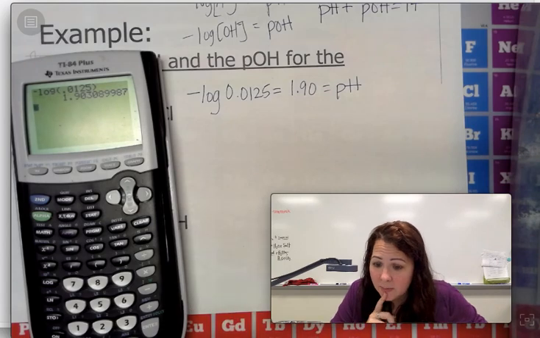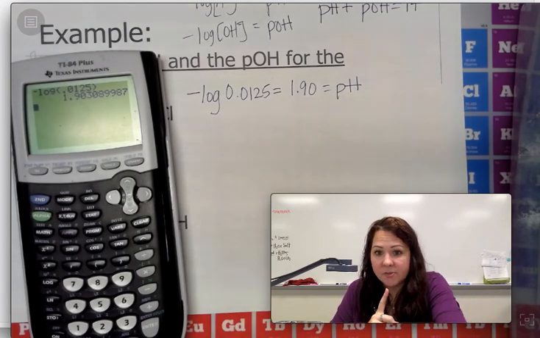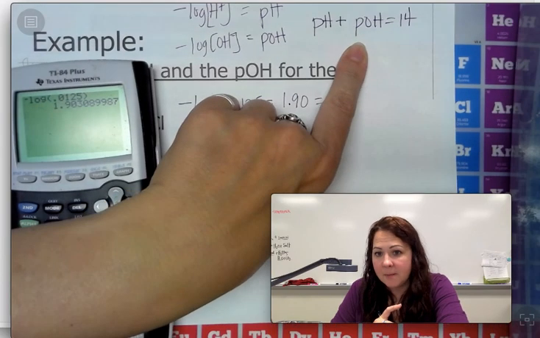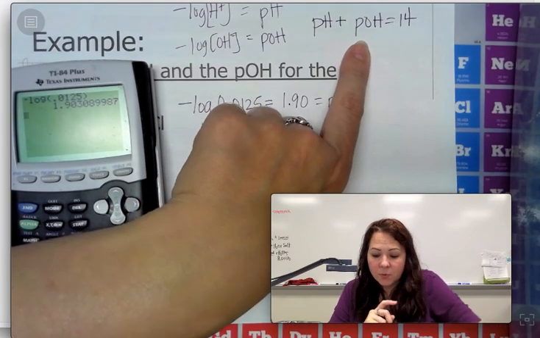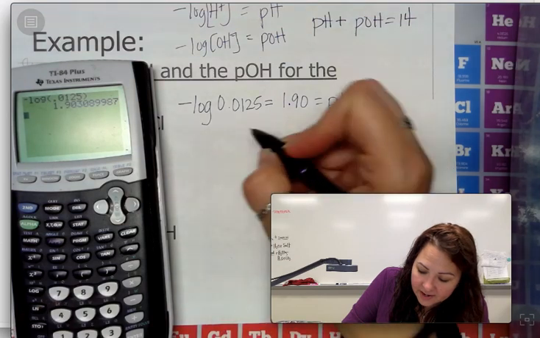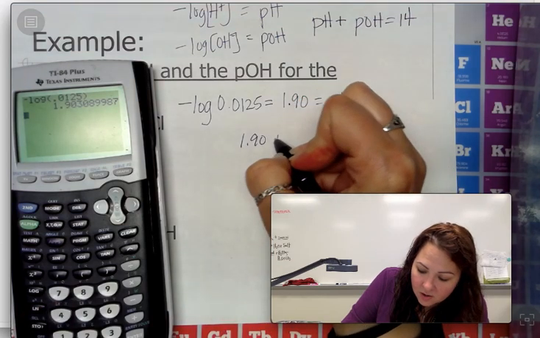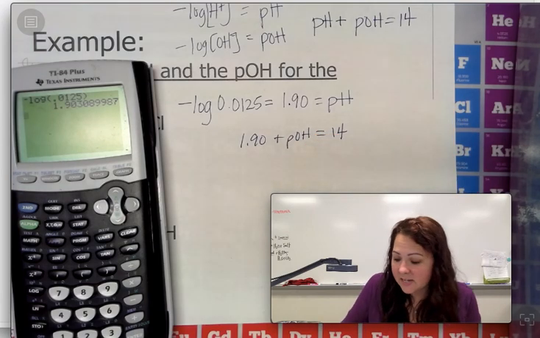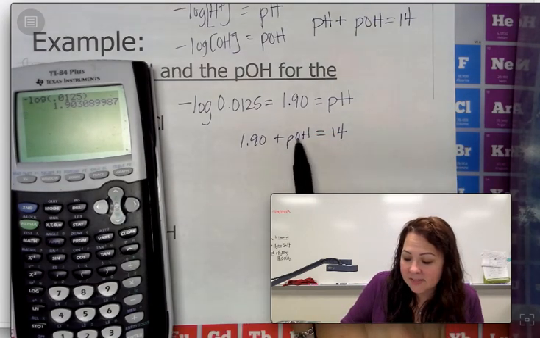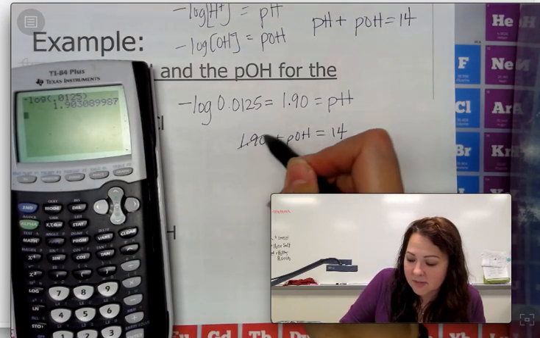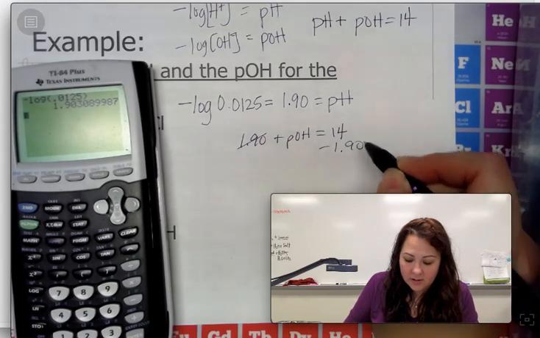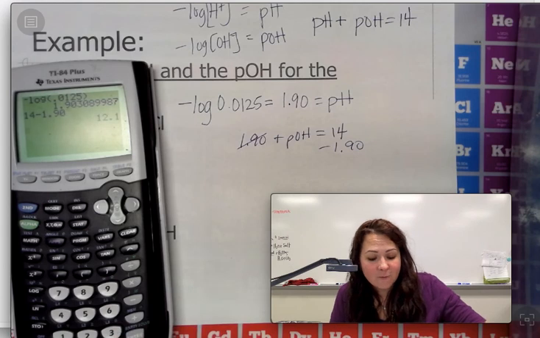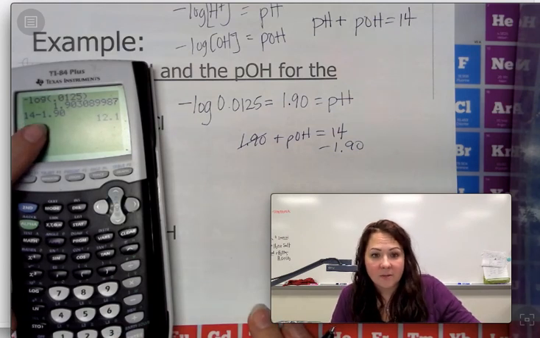So if I needed to get my pOH on this one, I'm going to use this other equation where we have pH plus pOH is equal to 14. So in this, we're going to plug in 1.90 plus my pOH is equal to 14. So I need to get the pOH all by itself by subtracting this off of both sides. So I don't need a calculator for this, but I'm going to just show you the math anyways. So you take 14 minus 1.90.